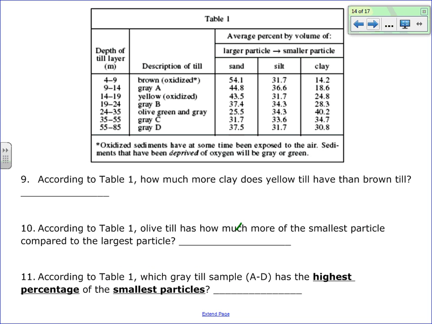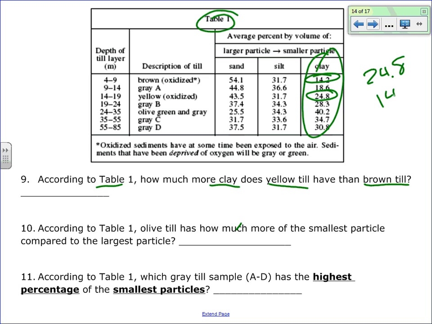Okay. Number 9. According to table 1, how much more clay does yellow till have than brown till? All right, table 1, clay, yellow till, brown till. 24.8 minus 14.2, because we're trying to find out how much more. And what do we get for a final answer? 10.6%. All right, so that should be 10.6%.